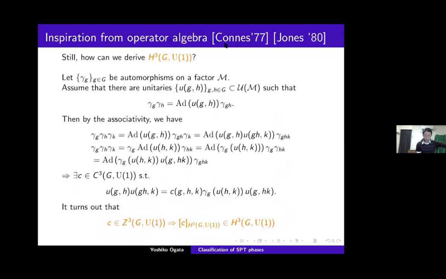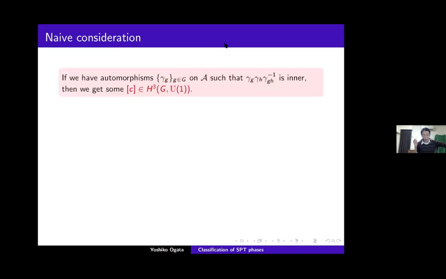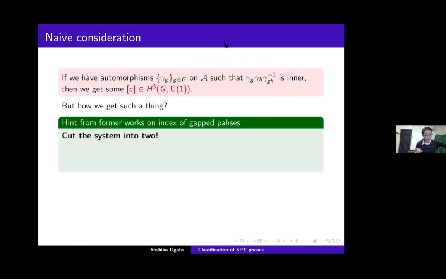So what I wanted to say is that from the operator algebra literature, we can see that if we find some set of automorphisms satisfying the following, that is, this combination becomes inner given by some unitaries, then we can immediately get some third cohomology class. That is something we can learn from the operator algebra literature. But how can we find such a thing in our setting? That's a problem. But the hint for me came from former works on indices of gapped phases. In these former works, the basic principle is to cut the system into two.